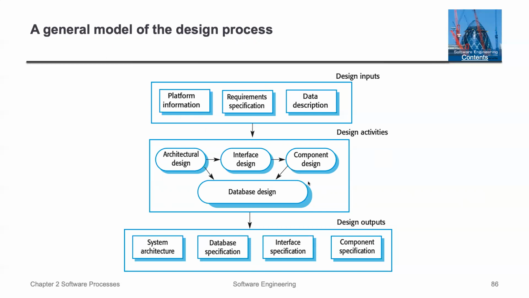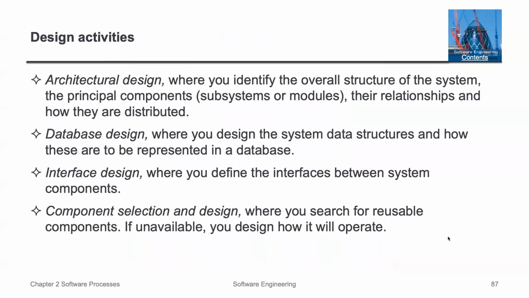And then we get into how and what needs to be done in terms of the design. So we have the architectural design, the interface design, and the component design, and all those fit into the development and understanding of exactly how we're going to be designing the database. Then we have the outputs: the system architecture, the database specification, the interface specification, and the component specification. These are the things that we have figured out as a result of going through this design process.